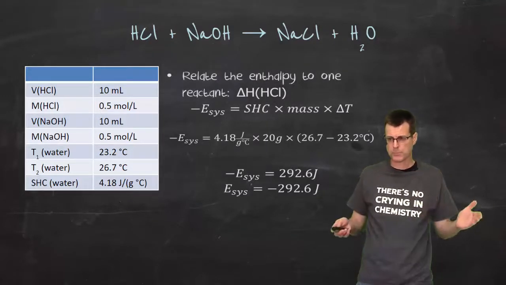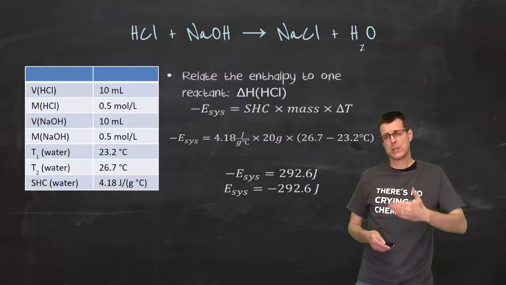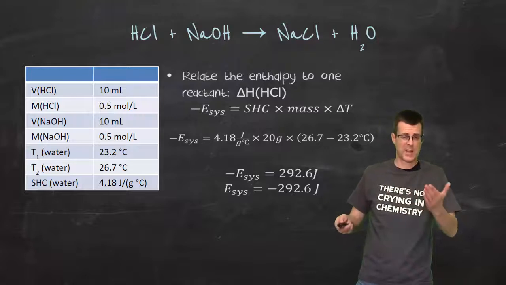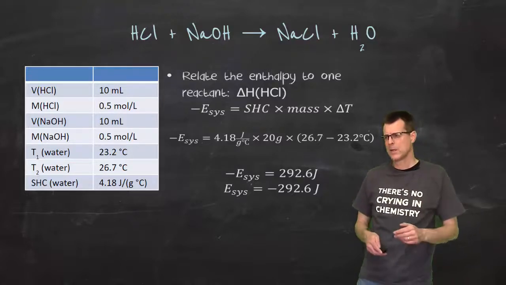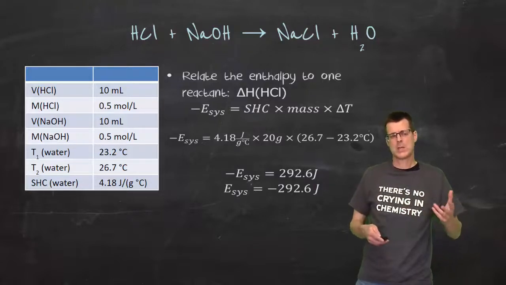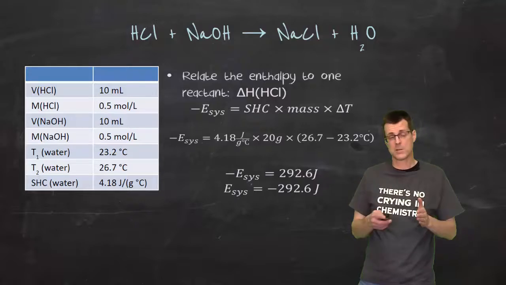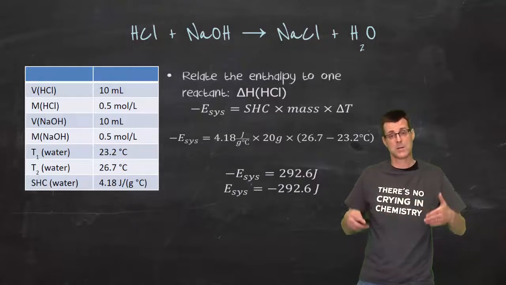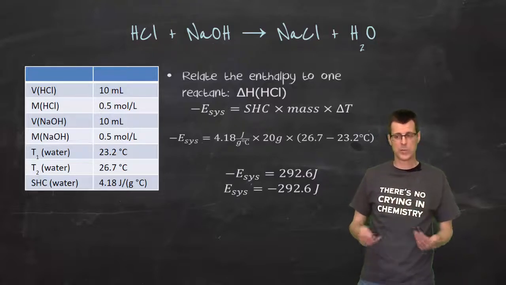We're going to figure out the energy of the system. That is going to be the solvent, the water. And because these things are fairly dilute, the specific heat capacity of the solution will be pretty close to this. It will probably be almost identical to the specific heat capacity of the solvent, the water. So I'm going to use that 4.18 joules per gram per degree Celsius again.